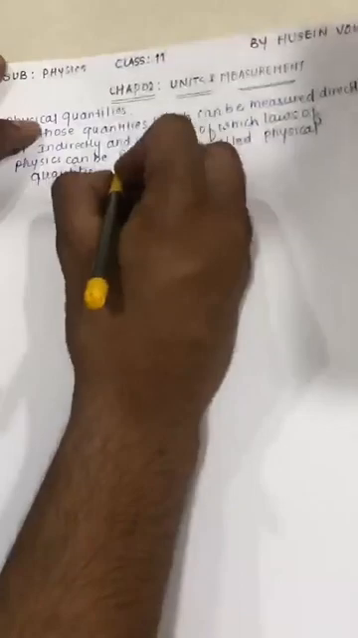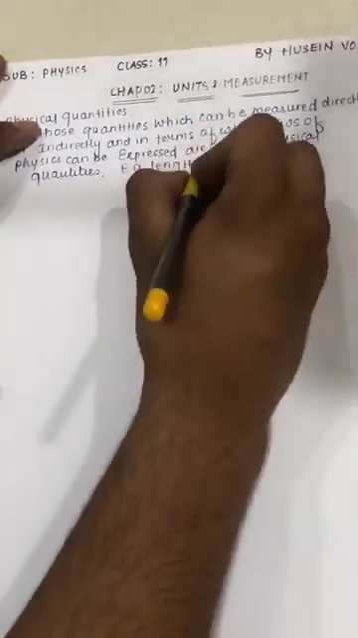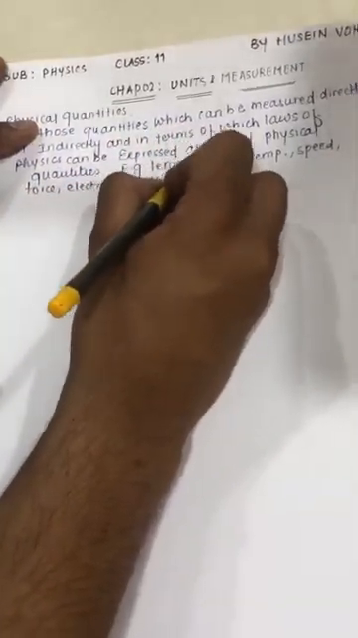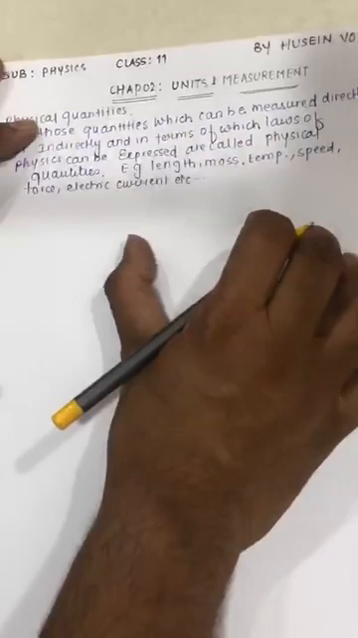Hope it is clear. I can give you some examples for that. That is your length, mass, temperature, speed, force, electric current, etc. There are so many examples. N number of physical quantities in the universe.